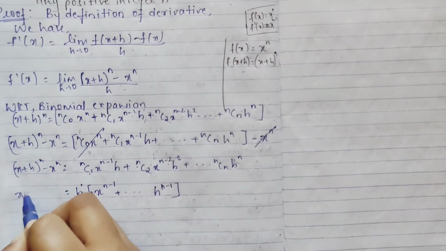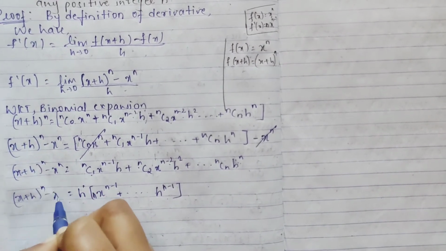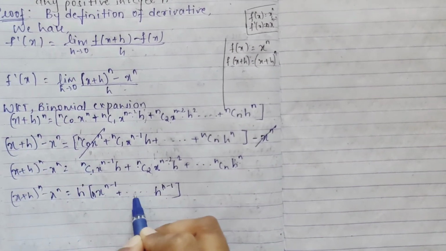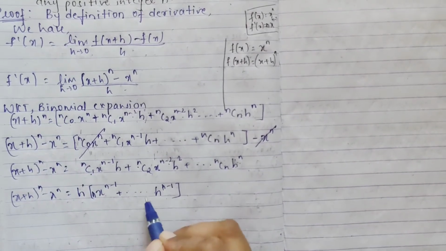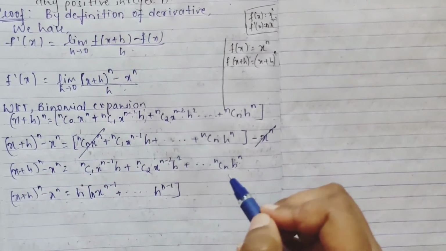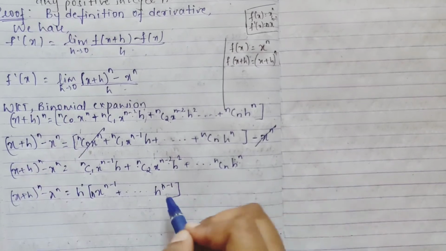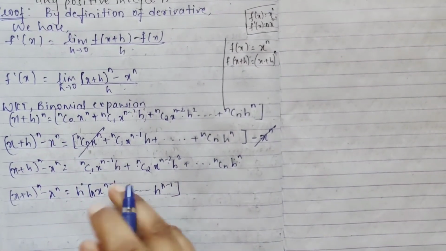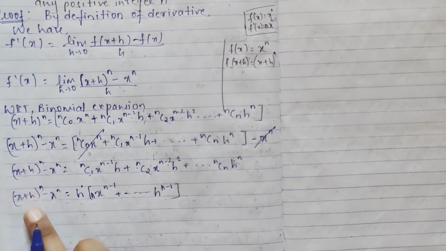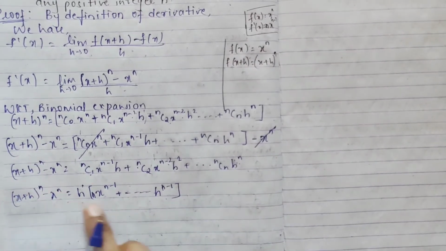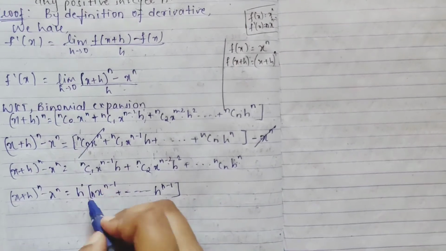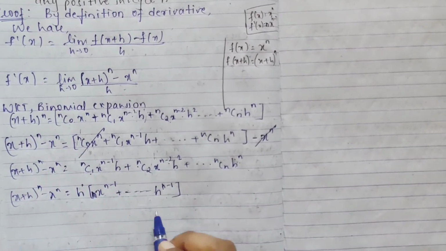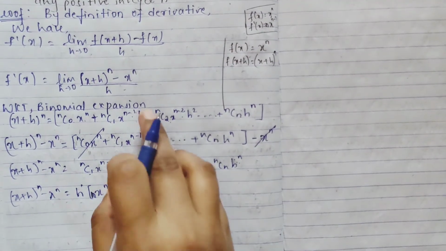So (x plus h) raised to n minus x raised to n. Here n into n minus 1 h you will get, plus n into n minus 1 into n minus 2 h square, like this you will be getting, so on. We just need to know what to get, so I have written it directly. So (x plus h) whole raised to n minus x raised to n we have got, that is h into (n x raised to n minus 1, so on up to h raised to n minus 1). We will put it in this.